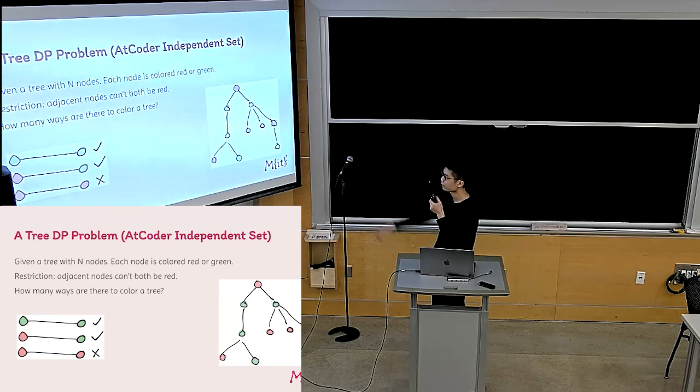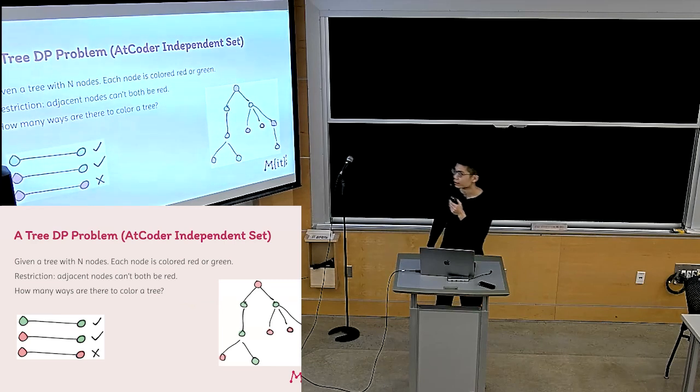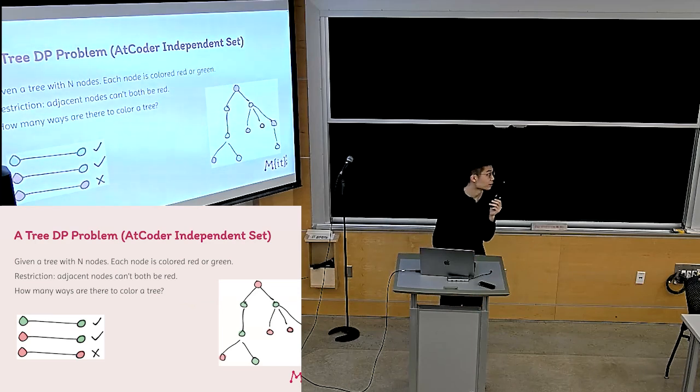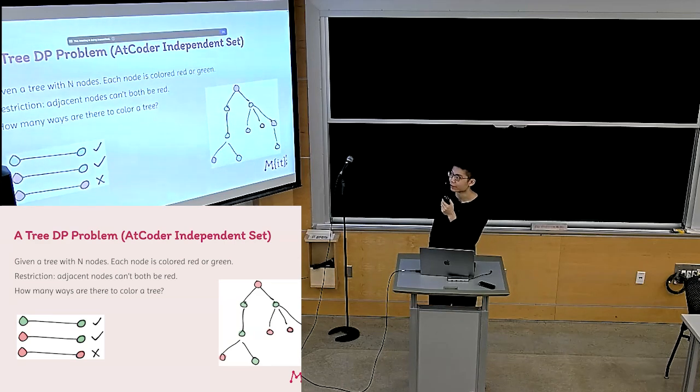Yeah, and here's an example of a tree, and here's one coloring of it, where if you notice, we have two greens next to each other, we have a red and a green next to each other, but we don't have two reds next to each other. So why can't we just find all colorings and then just output that?